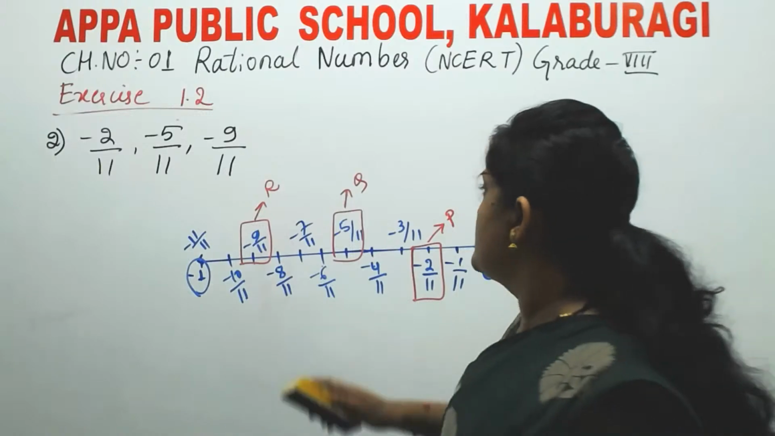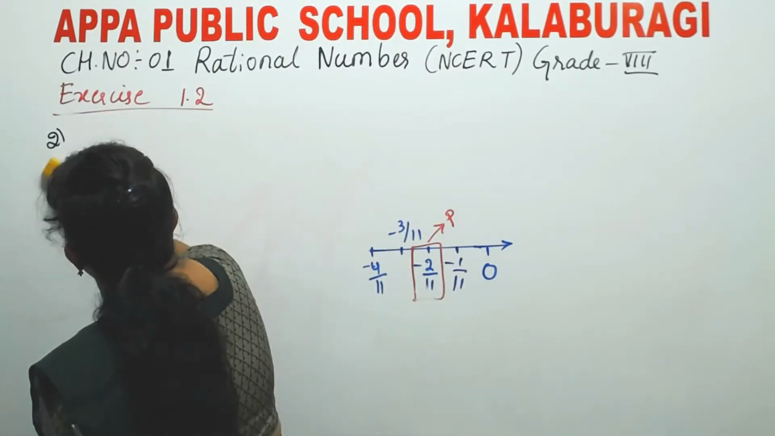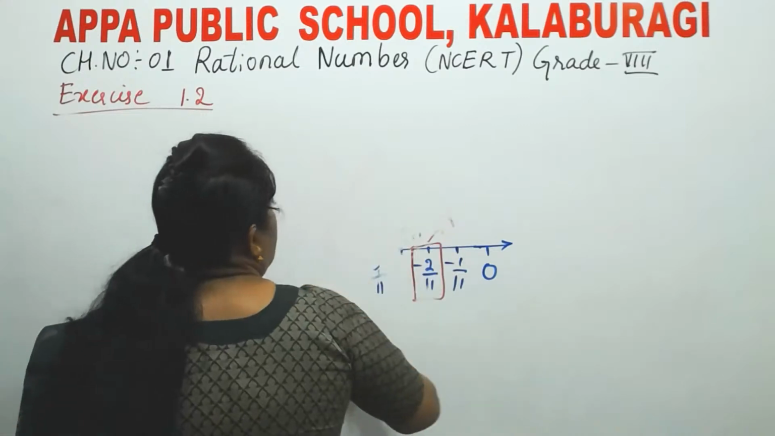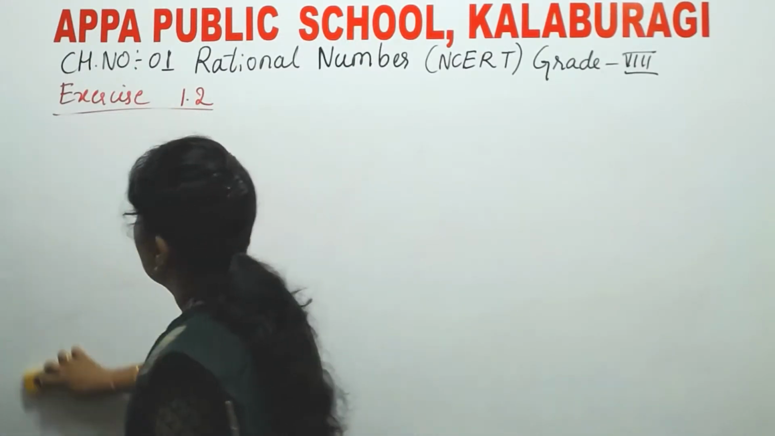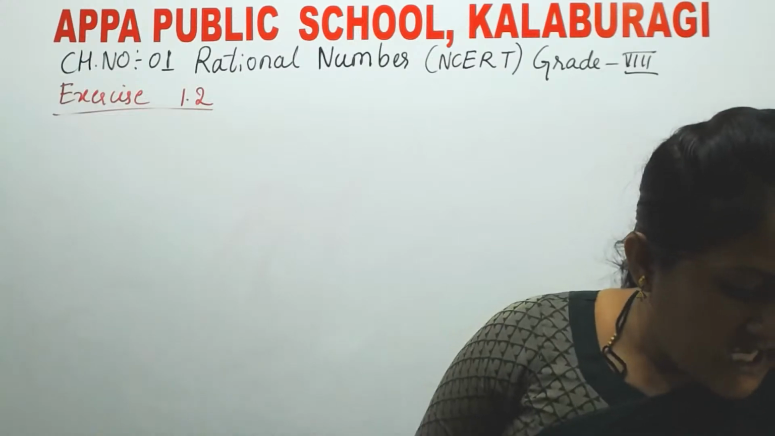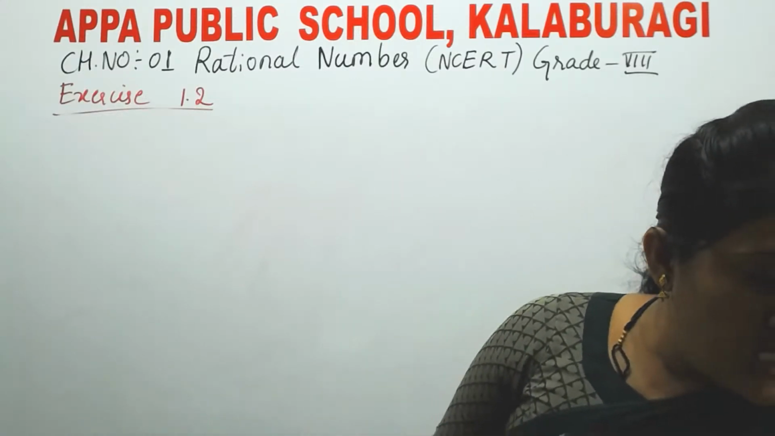So one homework question. Can you represent 8 by 17 on the number line? You have to show me afterwards. The question is 8 by 17. You have to represent it on the number line.